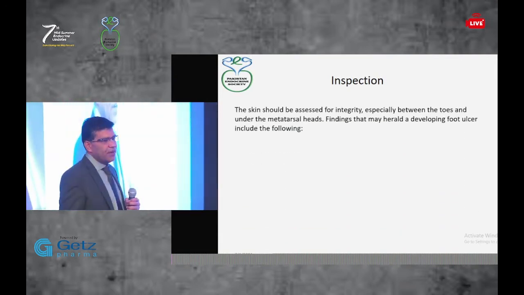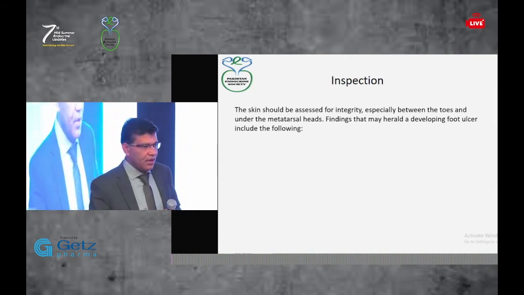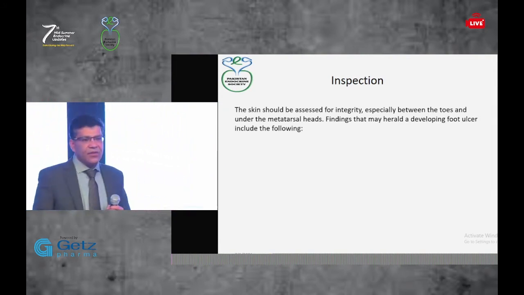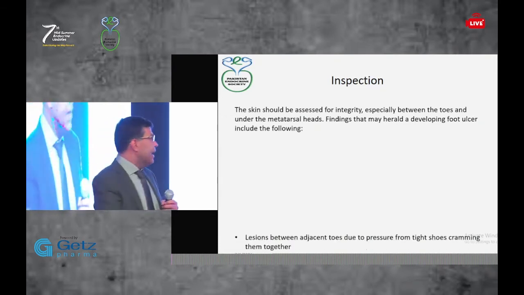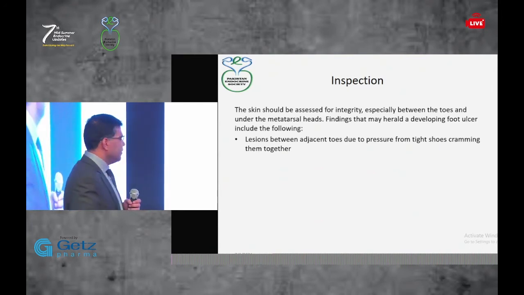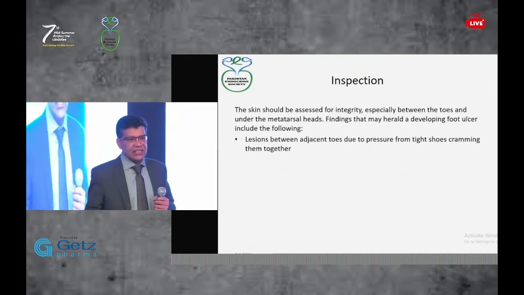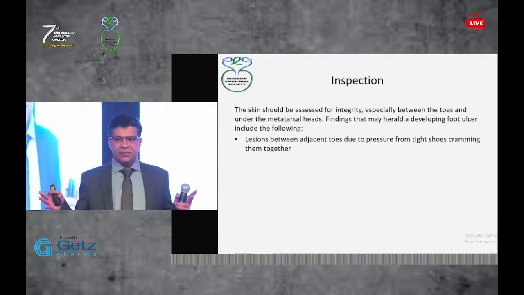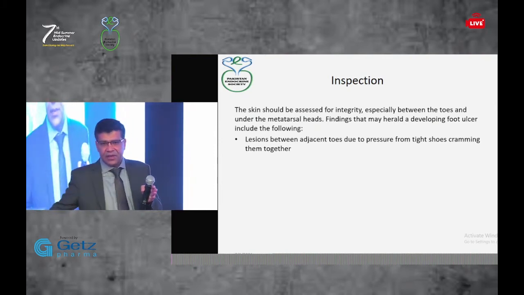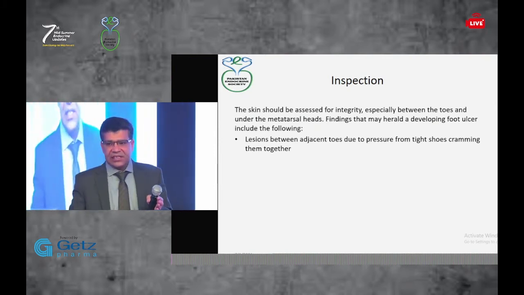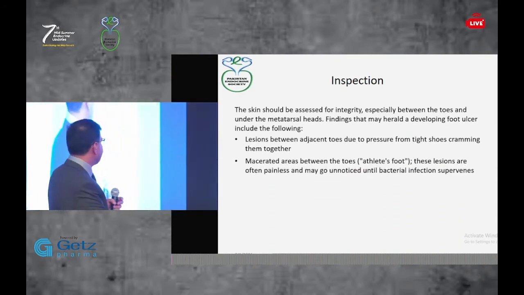Inspection is very important. We must look for any gross deformity of the foot, and we must look under the web for the presence of any infection, and we can find some lesions which can suggest why these lesions are caused. Like if the patient is wearing some tight shoes, they might have pressure point ulcers on the lateral or medial aspect of the foot.